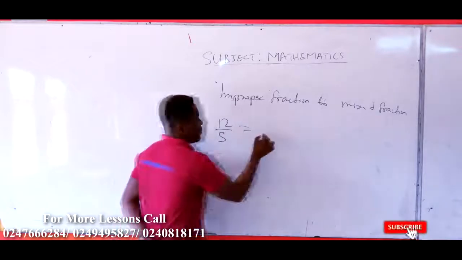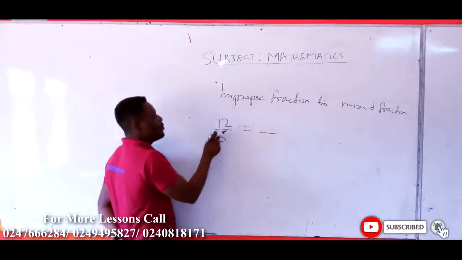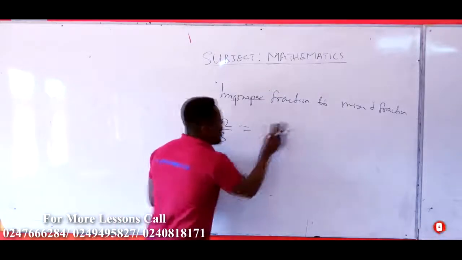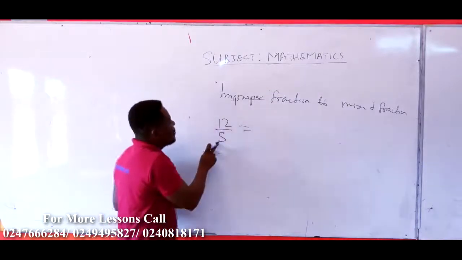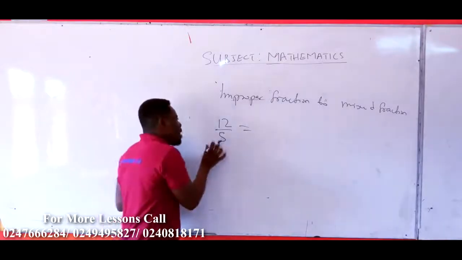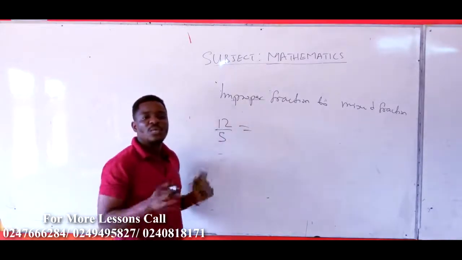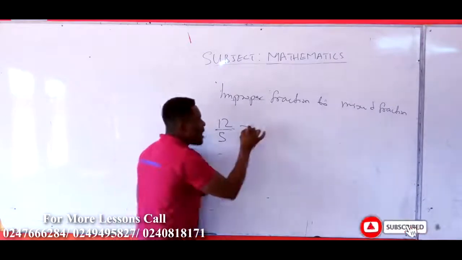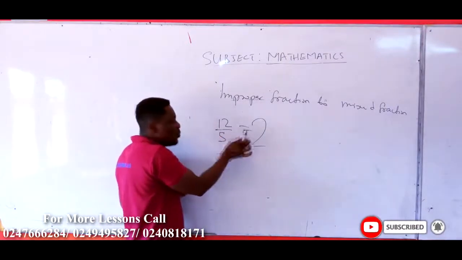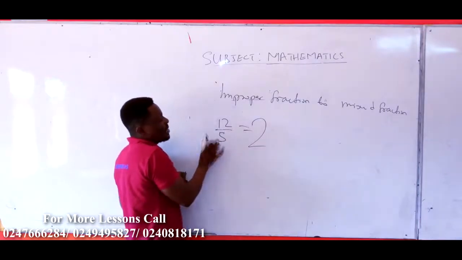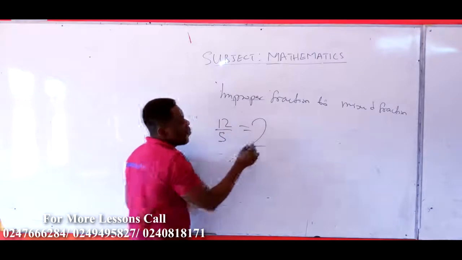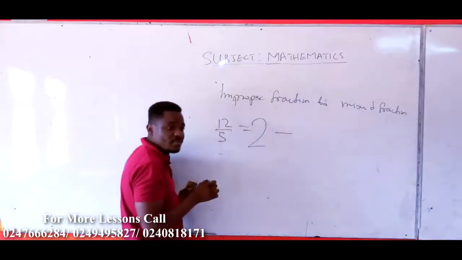Good. Now, look here. 5 goes into 12 how many times? You are asking yourself, 5 times which number will give you a number closer to 12? So if 5 people are sharing 12 oranges, what will each get? 2. So the 2 becomes the whole number, 2. So 5 goes into 10 how many times? 2. Meaning that 5 people can share 12 oranges and they all get what? 2 each.